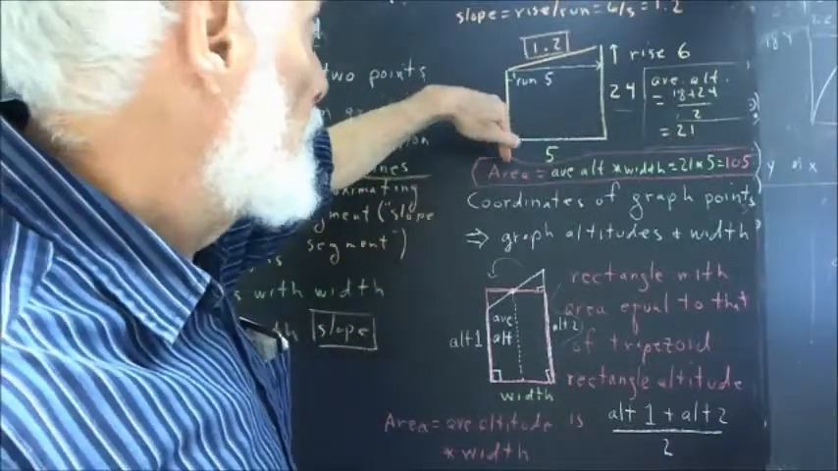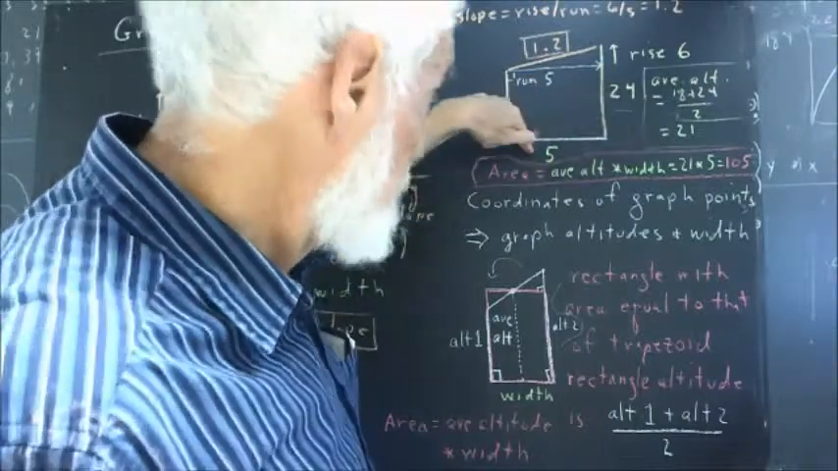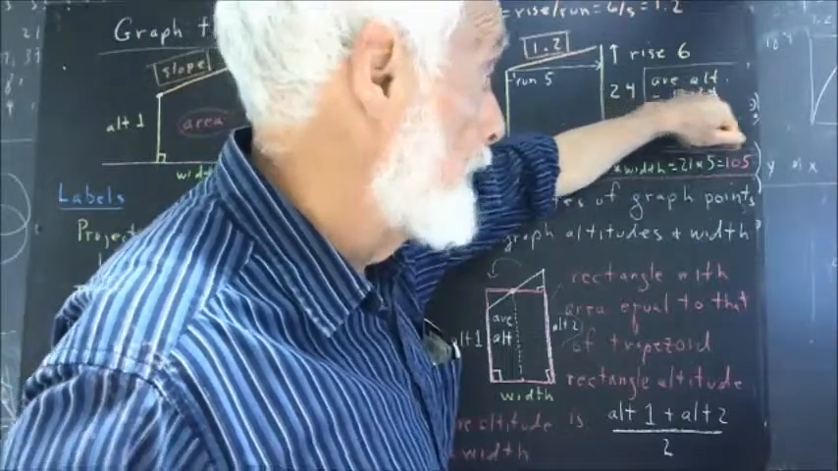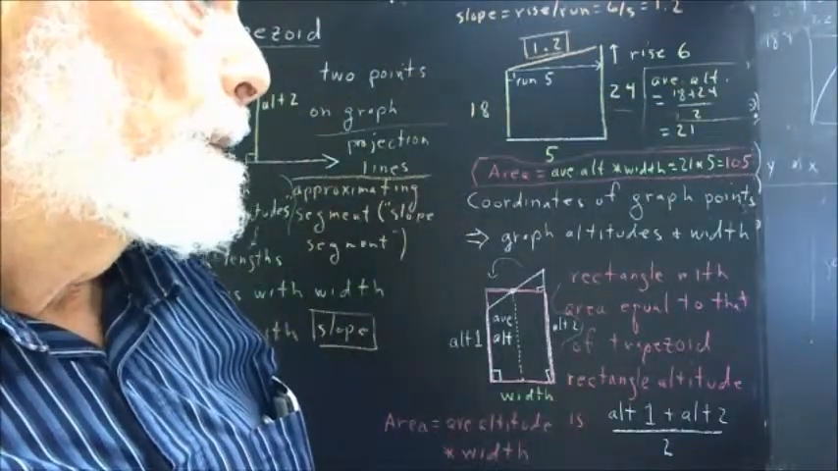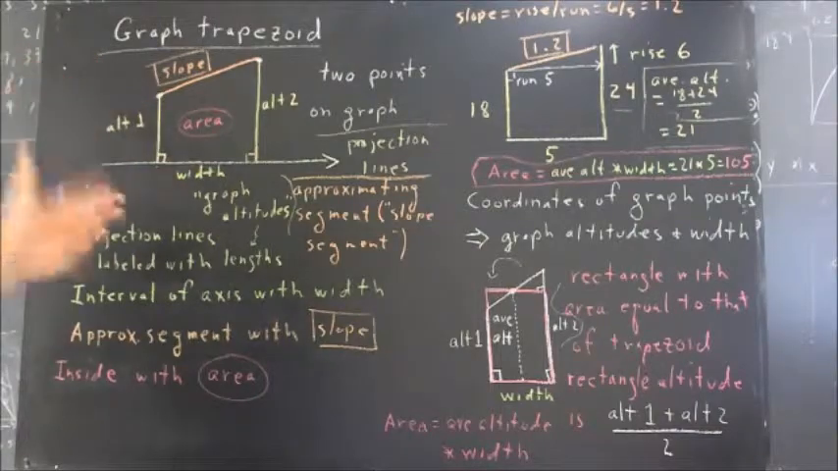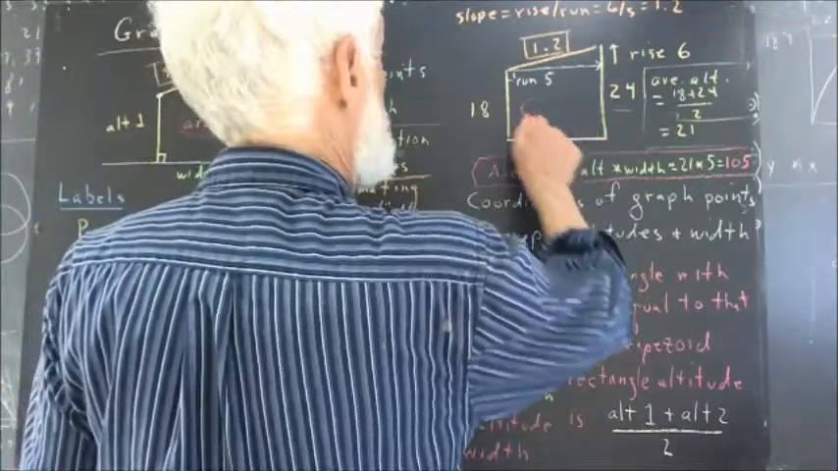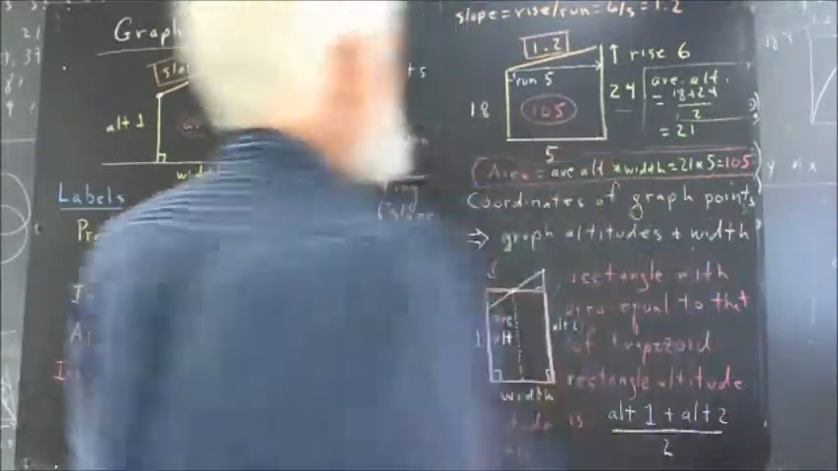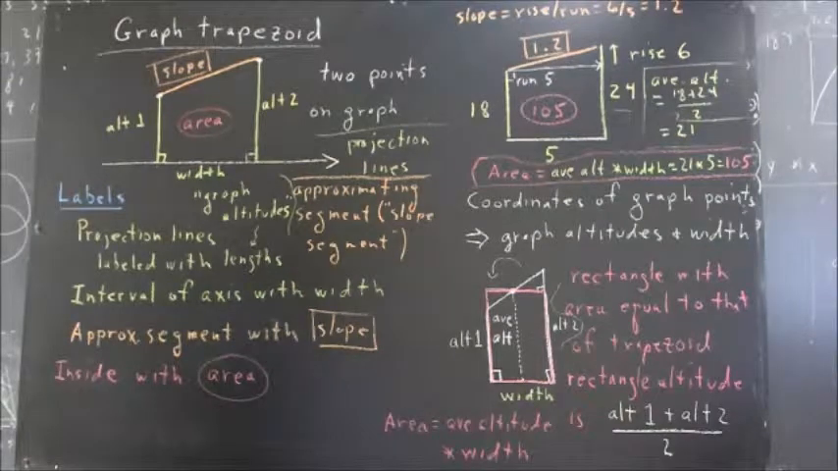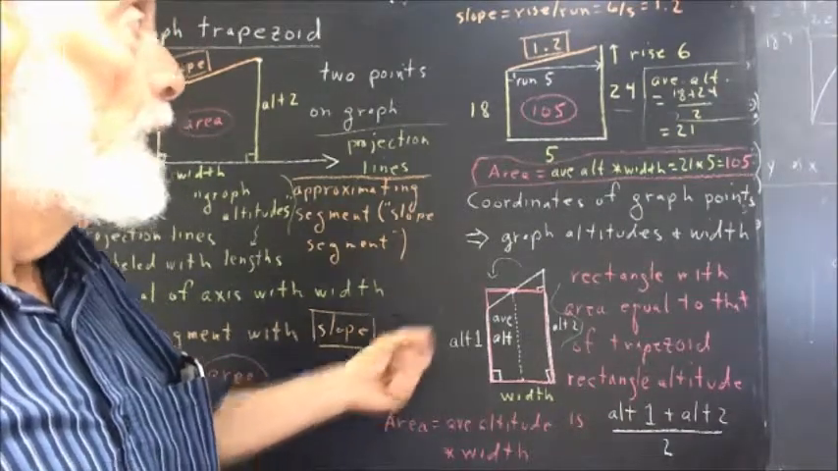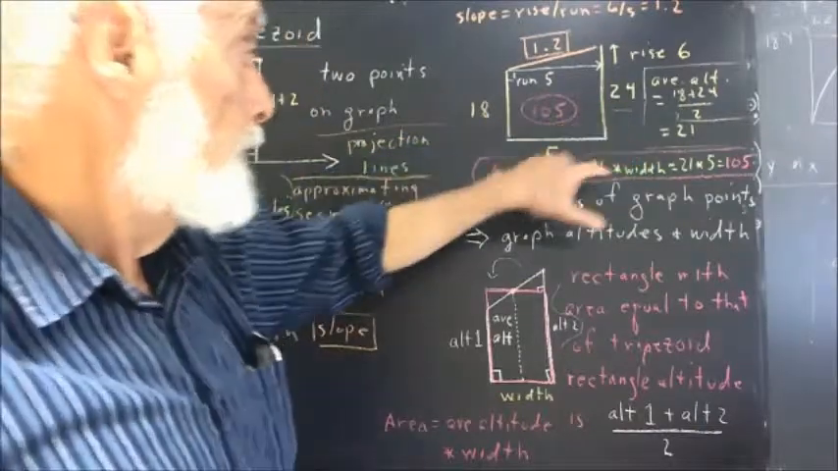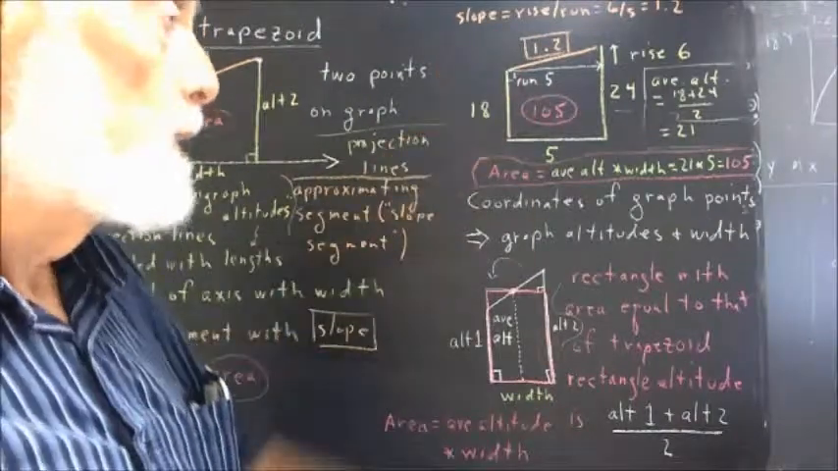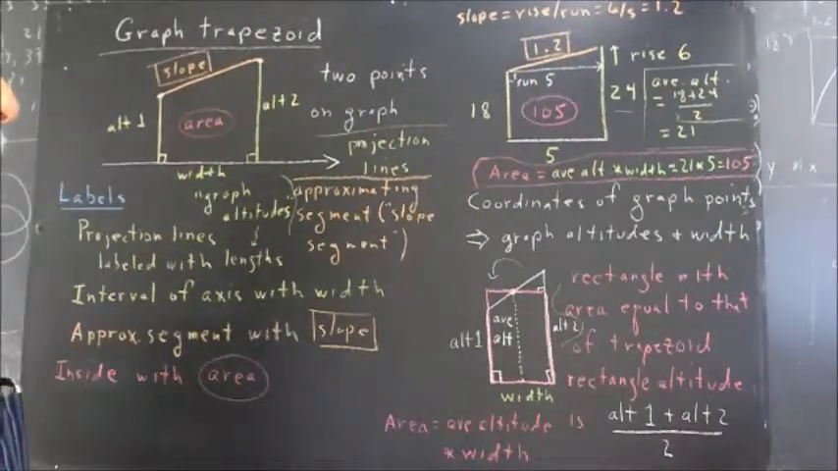Okay, anyhow. So the area is what? It's average altitude times width. We already know the width to be 5. We calculated the average altitude. So the area is 21 times 5, which is 105. The last thing we do is we complete the labeling. We need to have the area probably somewhere around the center of the trapezoid, depending on what else has been labeled. And we put a circle around that. And we understand now, in looking at this trapezoid, that it has altitudes 18 and 24, width 5, slope 1.2, and area 105. There's the basis for all of calculus, as we're going to see.